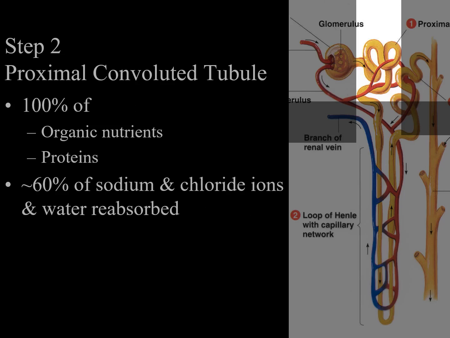When we get to the end of the proximal convoluted tubule, we have already recovered all of the organic nutrients that we are going to recover and all of the small proteins that we're going to recover. About 60% of the sodium and chloride ions has been taken out of the ultrafiltrate, and we've recovered it, and about 60% of the water. So you notice that we've already done a big percentage of the job by the time we reach the second step here. We've already done an awful lot of it.